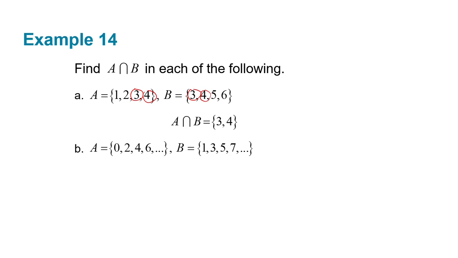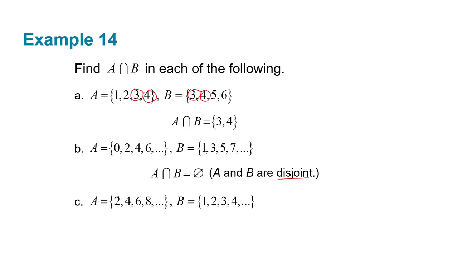For part B, set A is {0, 2, 4, 6, ...}, even numbers including 0, and set B is {1, 3, 5, 7, ...}, so all of the odd natural numbers. Now think about it. What do the evens have in common with the odds? Well, they don't have anything in common. So the intersection between A and B is empty. If the intersection between two sets is empty, we call them disjoint. So two sets that have nothing in common are known as disjoint sets.